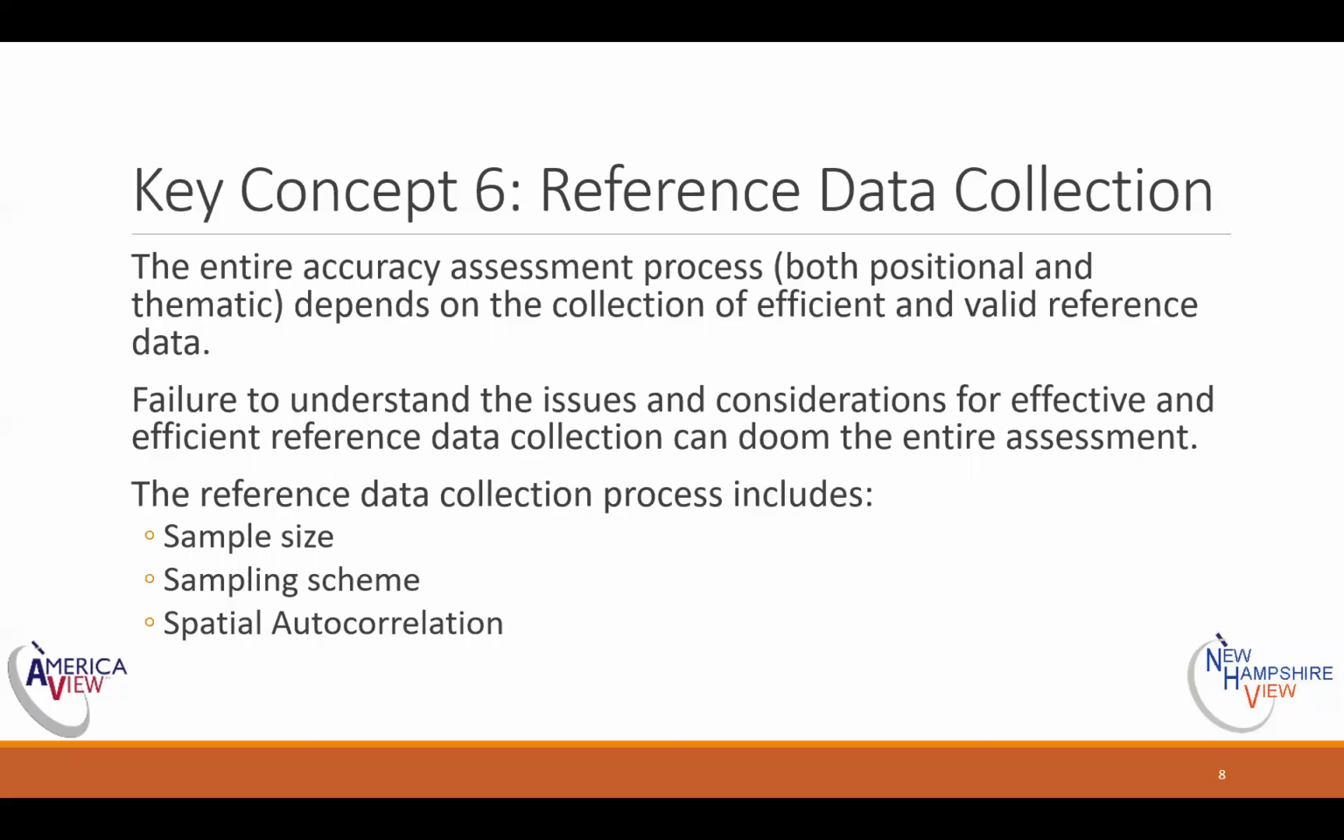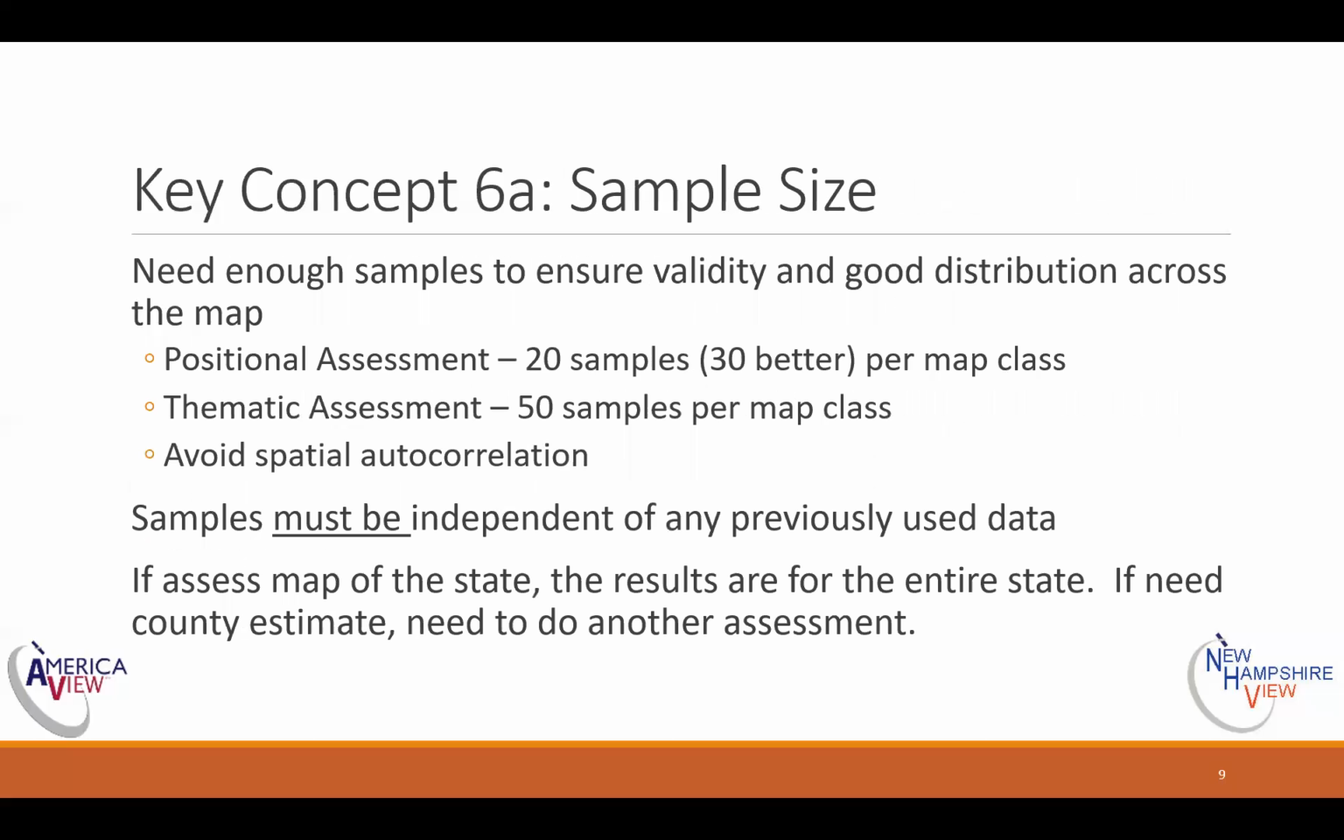Okay? So again, more and more details provided in the detailed lessons, but basically when we're talking about reference data collection, the process, we're talking about 3 things: sample size, sample scheme, and spatial autocorrelation. So what are we talking about here? So sample size. Here's the key. The key is that you need enough samples to make sure you've got a valid sample, and you need a good distribution across the map. You can't just collect everything in one small area. Okay, so you need enough, and you need a good distribution.